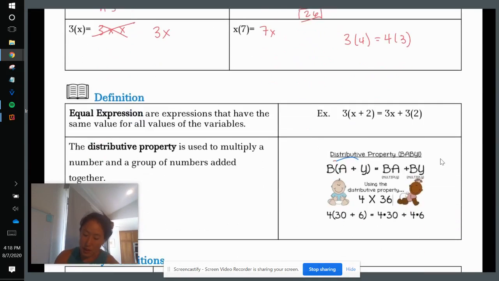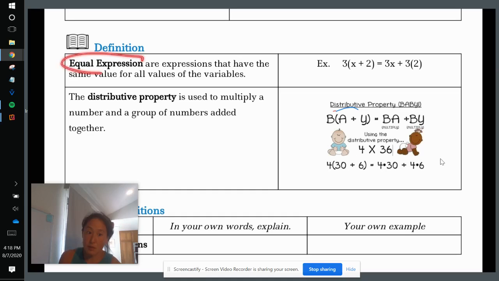Right, distributive property, continuing on. So we have two vocab words: equal expressions and distributive property. An equal expression is when one side of the equal sign is equal to the other. It's like balancing mystery bags, keeping the scales balanced. One side of the equation is equal to the other.